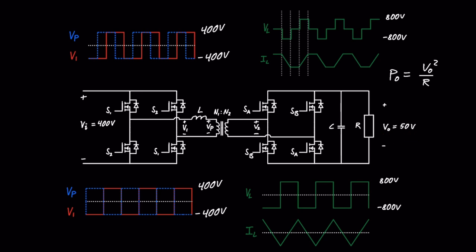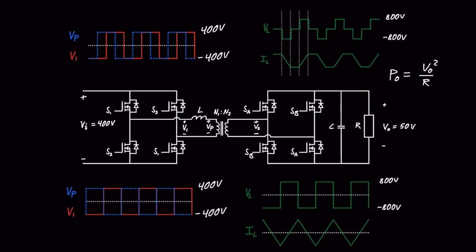And now if there was no phase shift, you would see that the inductor voltage would always be 0 because V1 would be equal to VP. And therefore, we will have no power here because the voltage over here, I forgot to explain that, would be equal to 0 all the time. And therefore, the current will also be equal to 0 all the time. So we will have no power here, which means that we also have no power here.